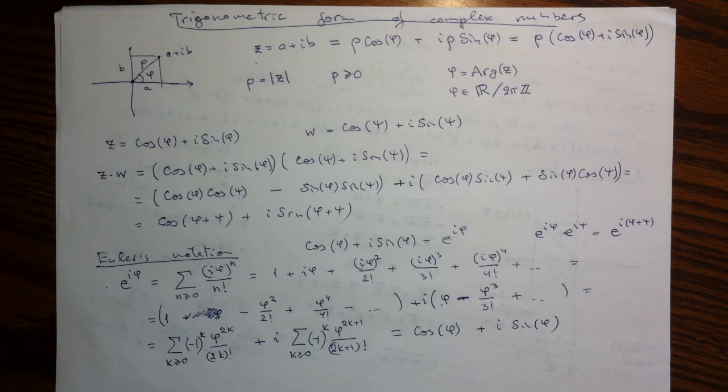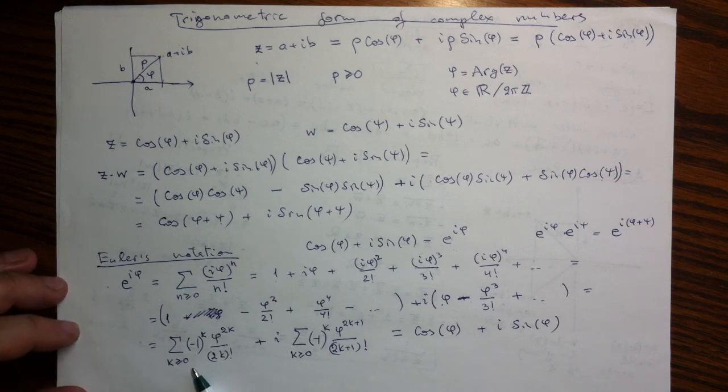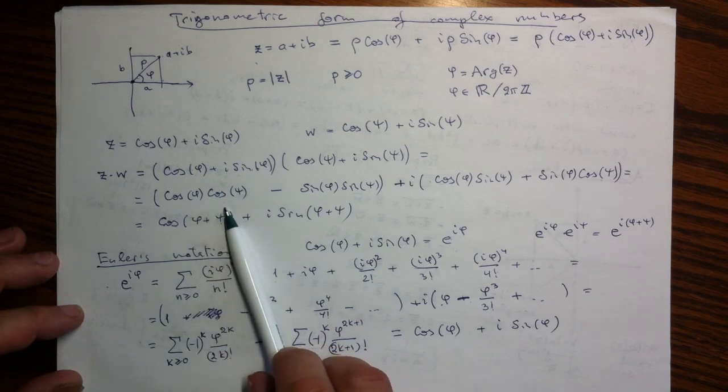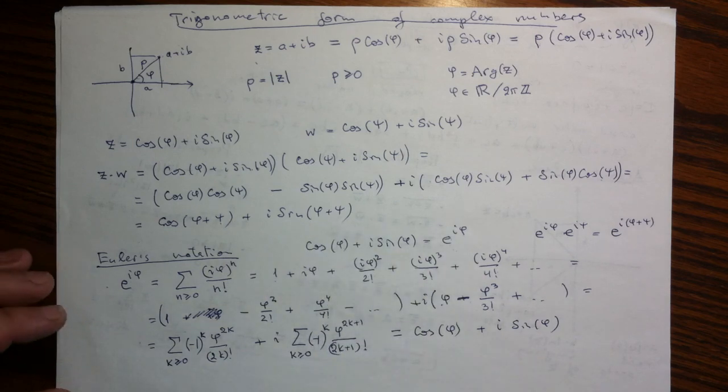And I think it's a great way for actually remembering the Taylor series of cosine and sine. Complex numbers also help in remembering the trigonometric formulas for cosine of a sum and sine of a sum. It's easier to remember how to multiply complex numbers than all this complex trigonometry.